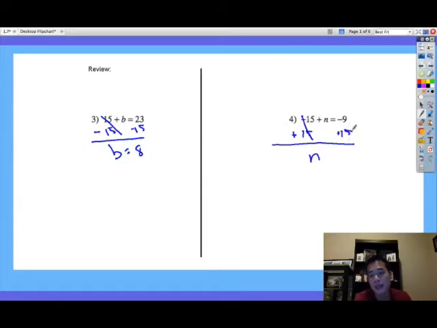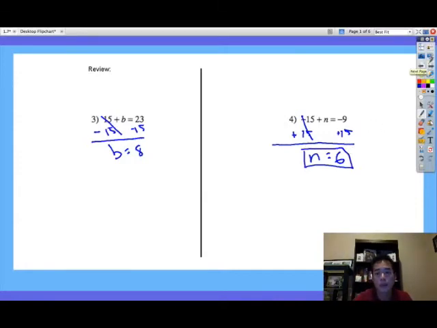Negative 9 increased by 15. Well, you know that negative 9 and positive 15, 15 has a larger absolute value, so it's going to win that tug of war game. So what's going to be my final answer? You can say that if Mr. Wynn owes the lunch lady $9, he deposited 15. At the end of the day, he's got $6. So n is equal to 6.